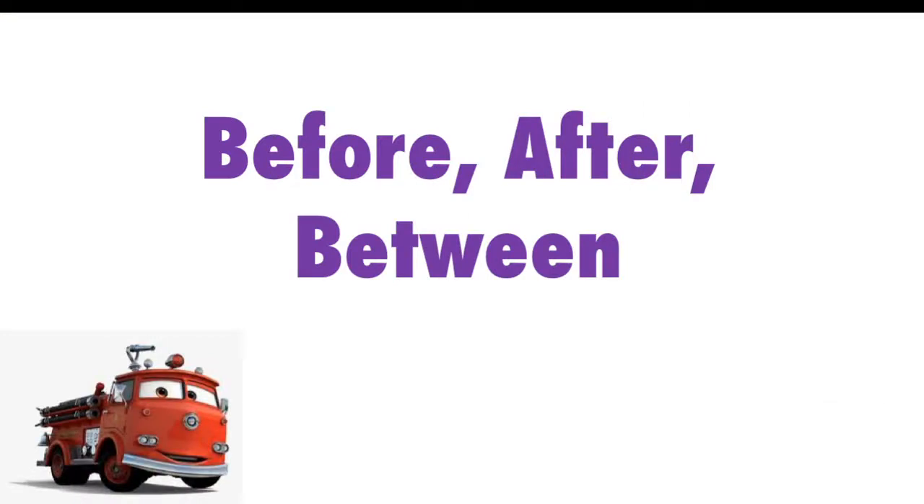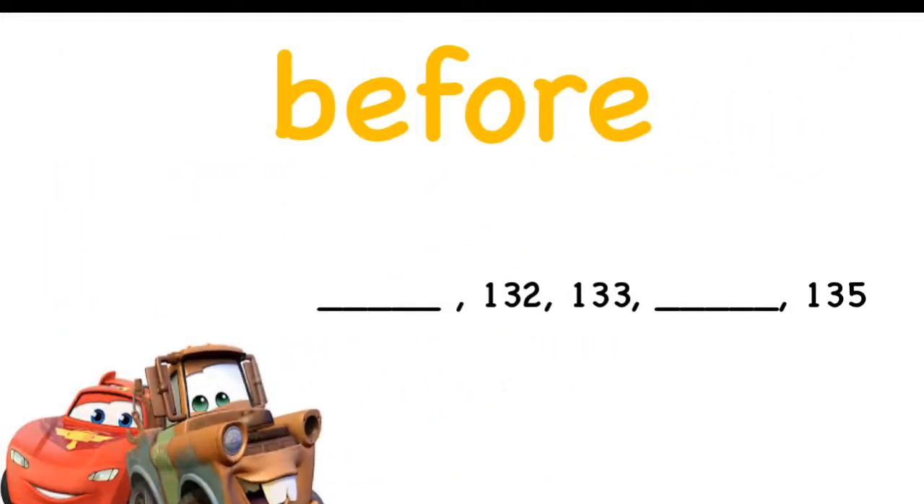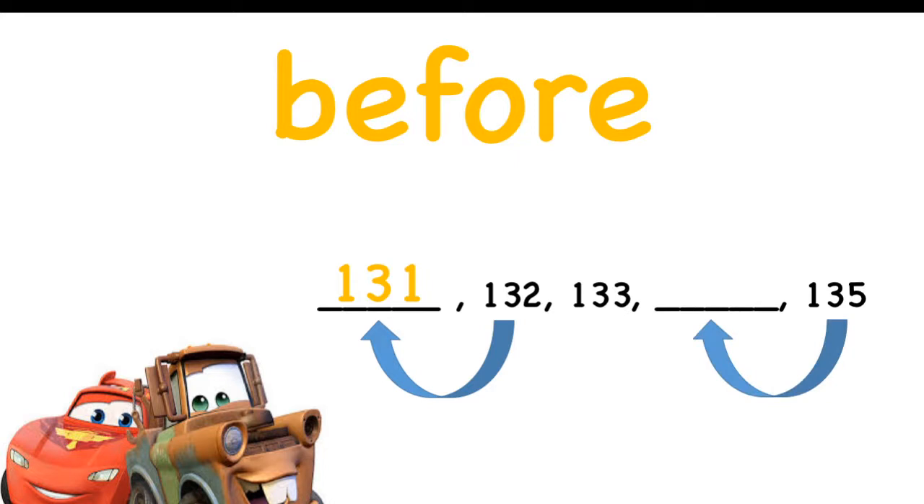It's okay. Now we're going to do the before, after, and between lesson. What does before mean? Before means the number in front. The number in the front. If you want to find the number that stands before, you have to take 1 away. 132 minus 1 will be 131. What is the number before 135? It is the number in front of it. If you want to find the number that is before, you have to take 1 away. 135 minus 1 will be 134.